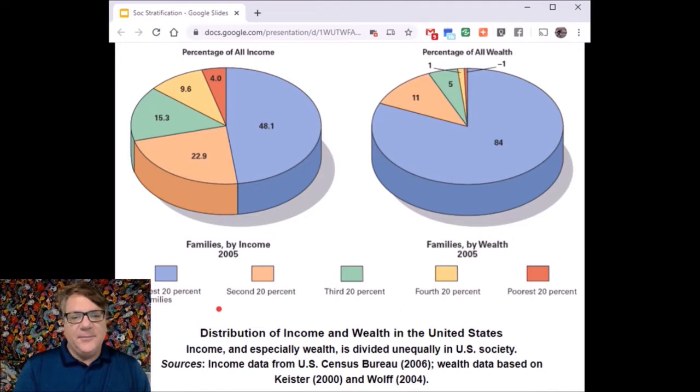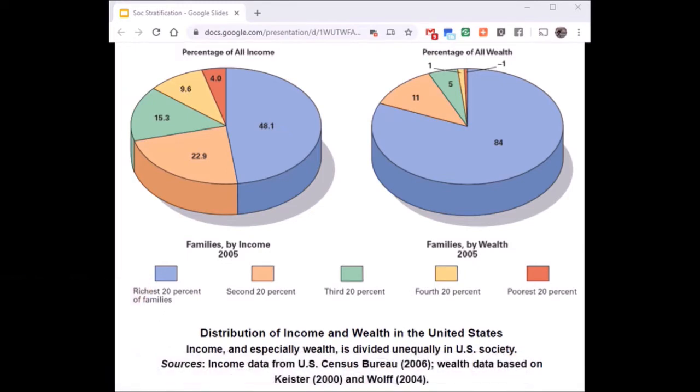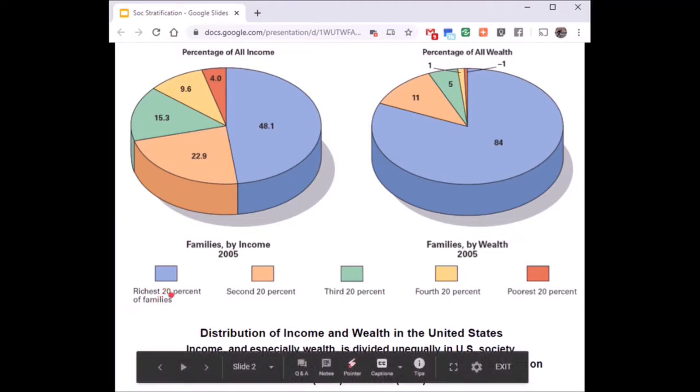So what we're looking at here, and I'm going to just give you this. All right, you have to stare at me the whole time. But what we are looking at here is percentage of all income and percentage of all wealth. Okay? And we have two pie charts, and they are broken out by quintiles. And what we mean by quintile is you have the richest 20%, second 20%, third, fourth, and fifth, poorest 20%.